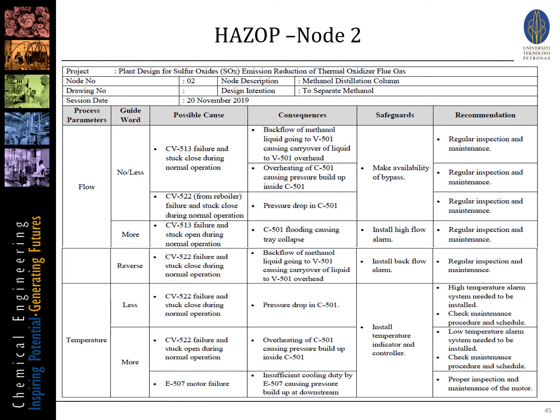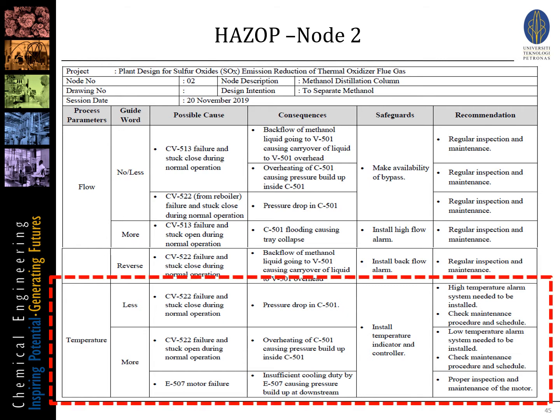So the second node for HAZOP is methanol distillation column. So distillation column is used to separate methanol from moisture. So the parameter that we will look into is temperature. Temperature can be less or more. So the possible cause for less temperature is CV522 failure and stuck close during normal operation. This will cause pressure drop in C501. For more temperature, the possible cause will be CV522 failure and stuck open during normal operation.